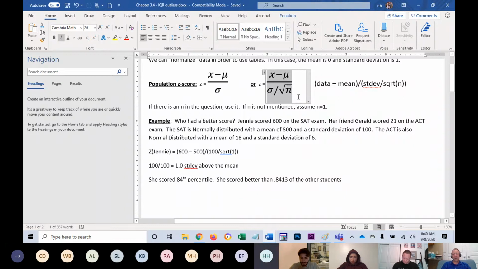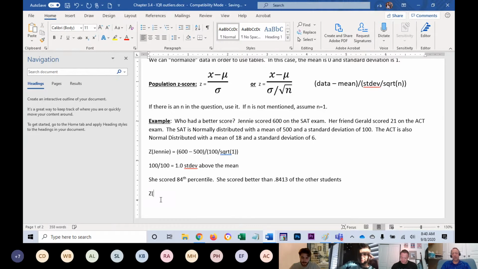So in this specific problem, you'd have to run the equation twice, one for each data point. Exactly. Now, in fact, we're going to do that right now. We're going to find the z-score for Gerald. Do I have a volunteer who would like to help find the z-score for Gerald?